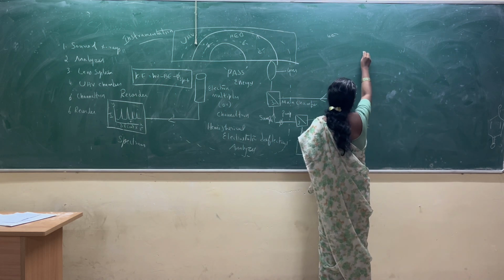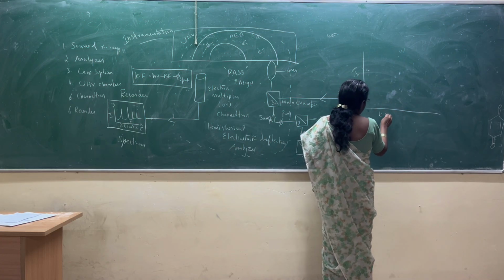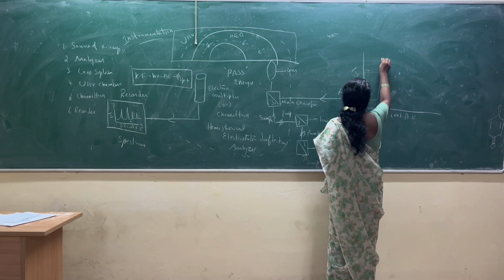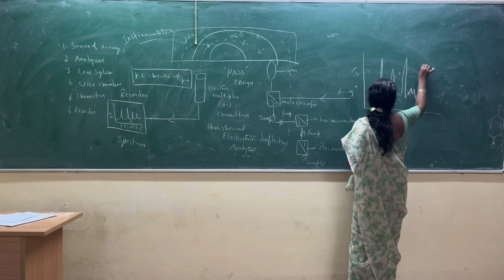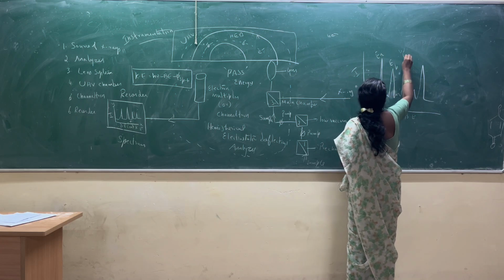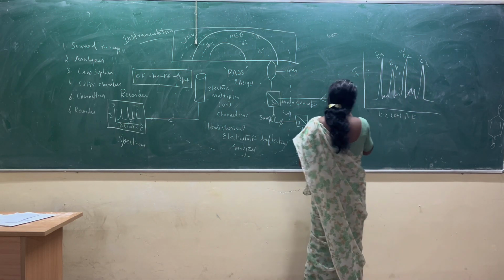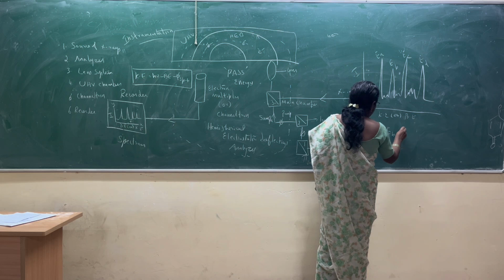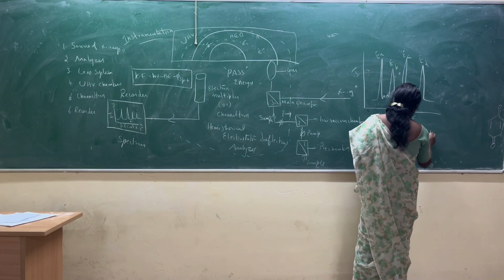Take down the spectra: intensity versus kinetic energy or binding energy, with EA, EB, EC, ED. So the EA, EB, EC are specific elements.